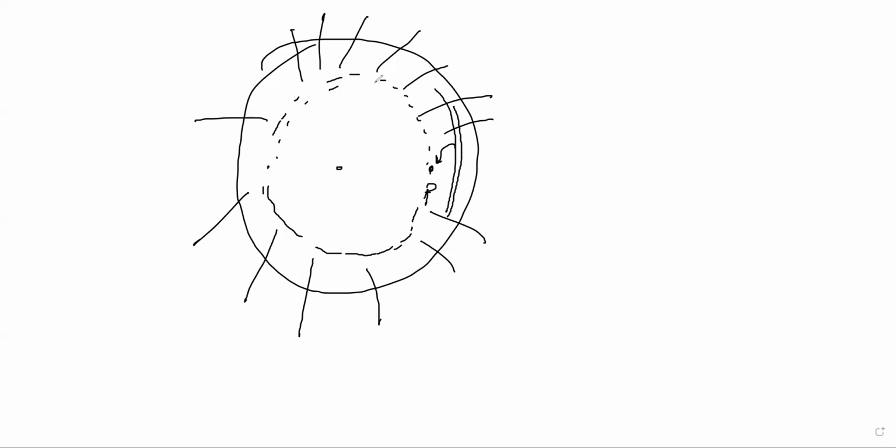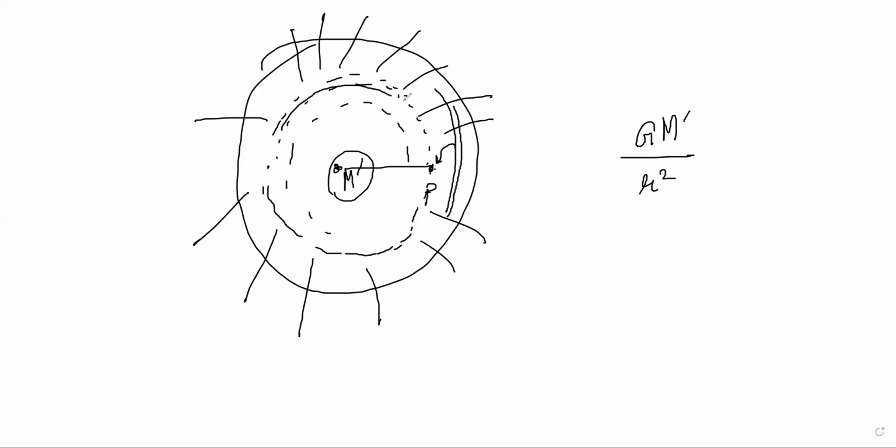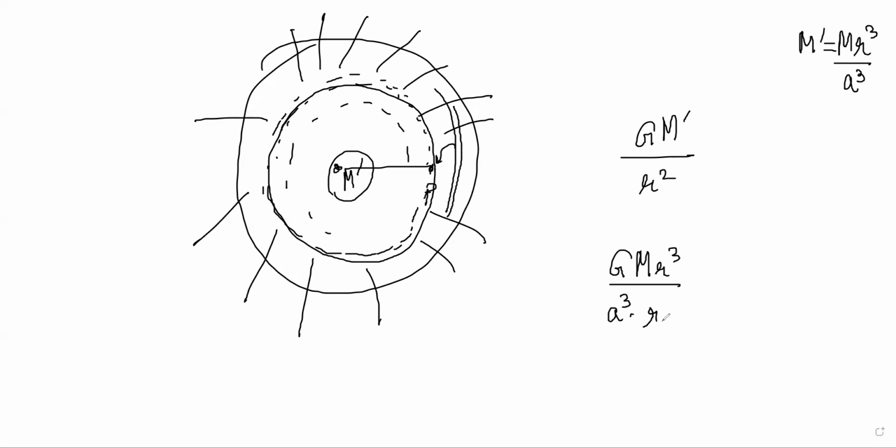And we know what happens if you have a sphere and a point is outside the sphere. It's almost as if the whole sphere's mass is concentrated at the center, and this is the GM dash by r squared. And if you think of what is the M dash that is contained inside, it is easy. It is M dash is M times r cube by a cube. So it will be G M times r cube by a cube by r squared. So field inside a solid sphere is GM small r by a cube.